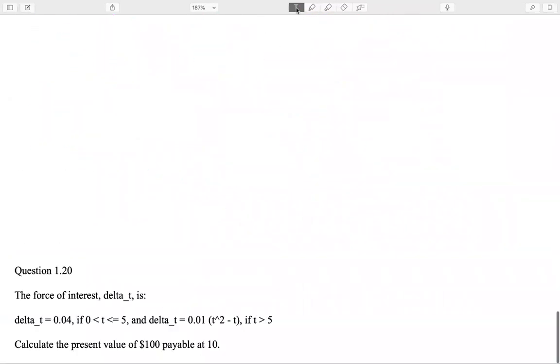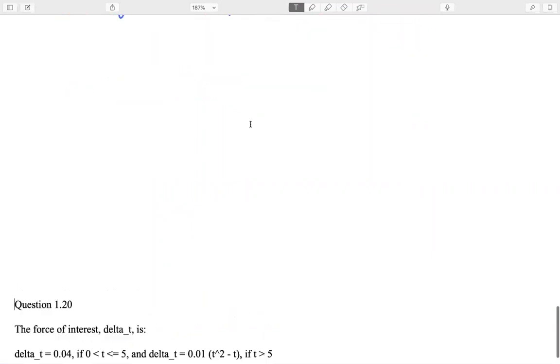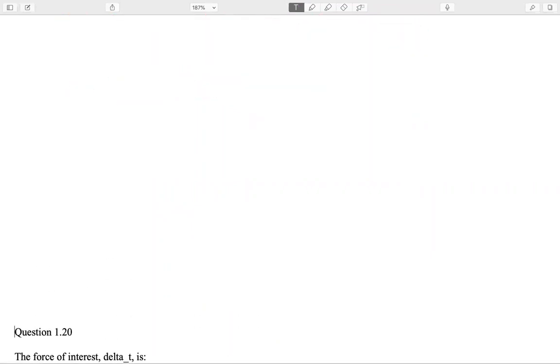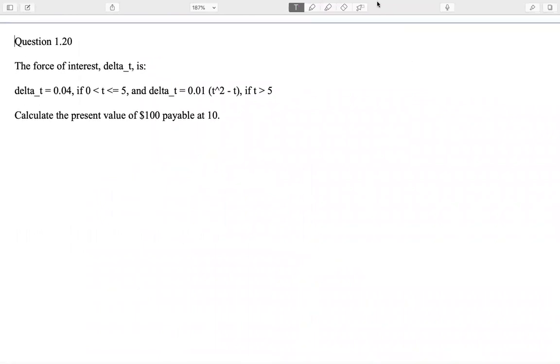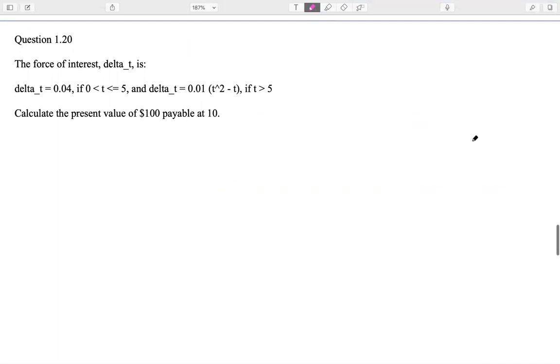Oh, the last one. Let me move it to the final page. Okay, take a look. This question is rather mathematical rather than actuarial. Question 20. The force of interest delta t is. Let me write it in a better way, because I just type and it does not allow me to write things beautifully. So I use piecewise form to denote.